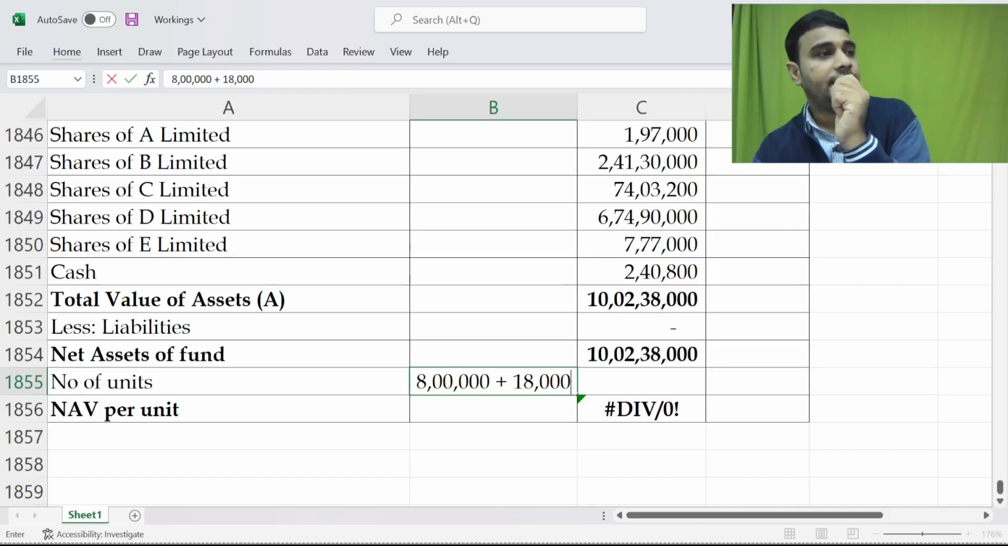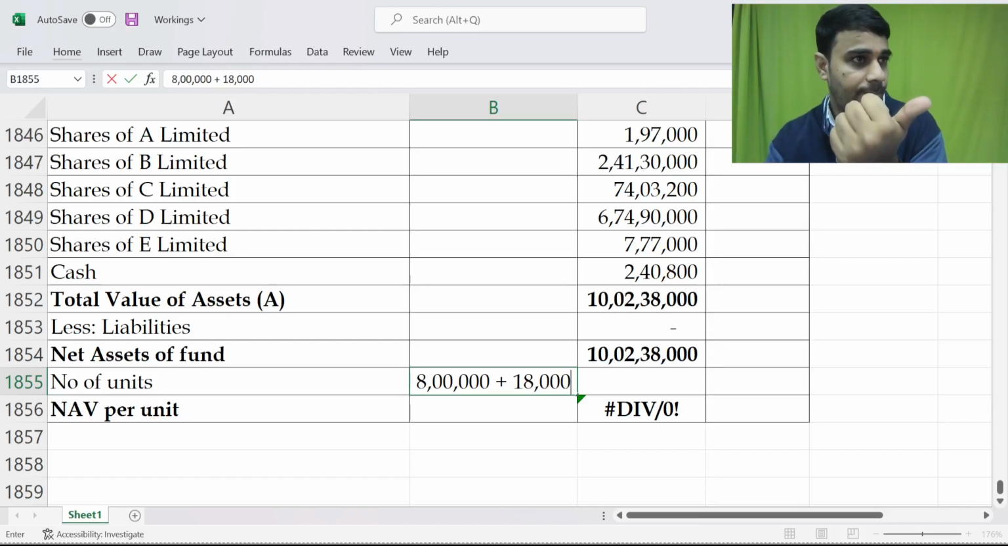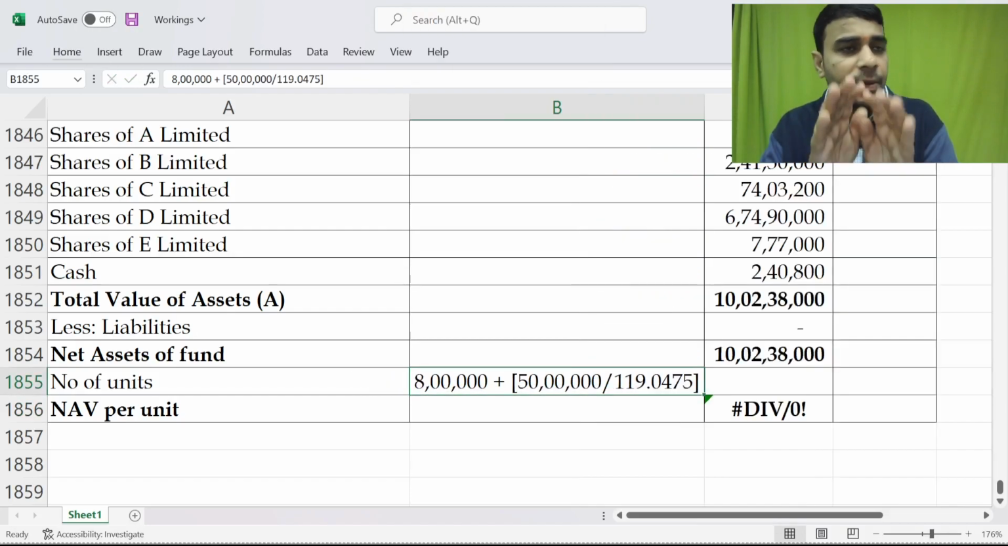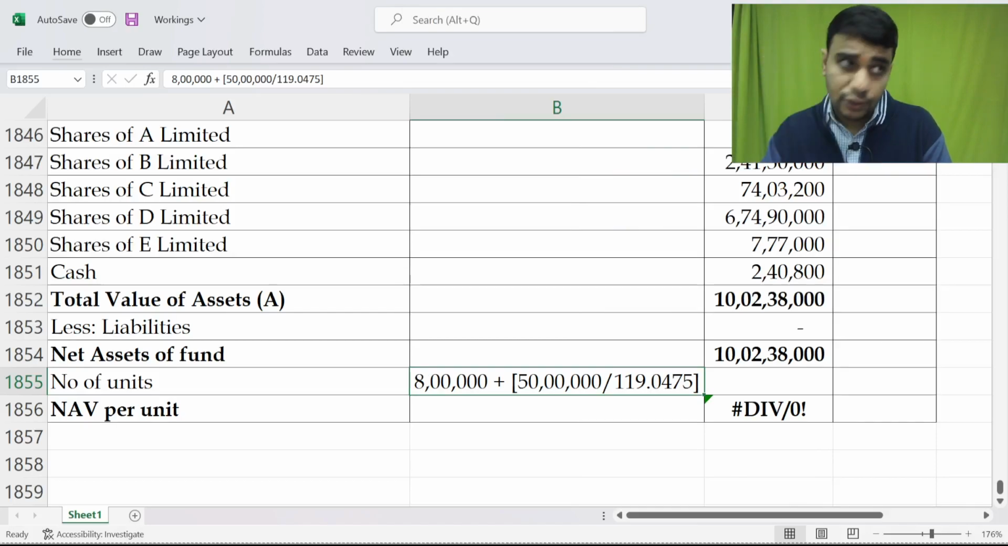They end up adding 18,000. This 18,000 is the shares purchased by the mutual fund. What we are calculating is units. So 8 lakh plus 50 lakh. What was the NAV you computed in part 1? If my opening NAV is 119.0475, new people come into the mutual fund, you allot them at 119.0475, no assets change, no liabilities change, so the closing NAV also will not change.